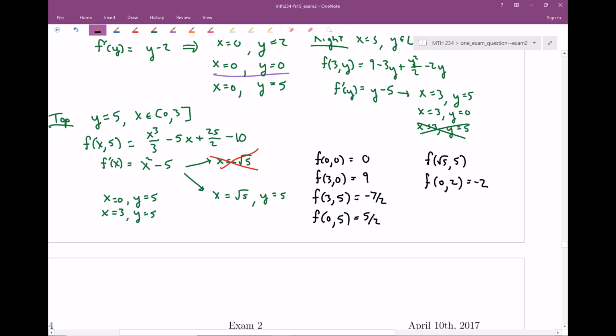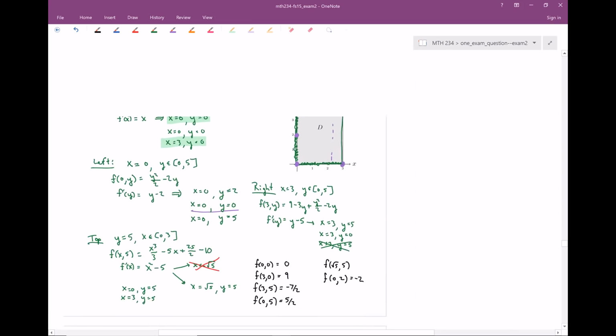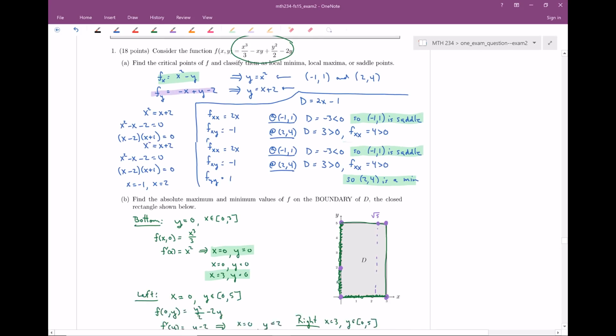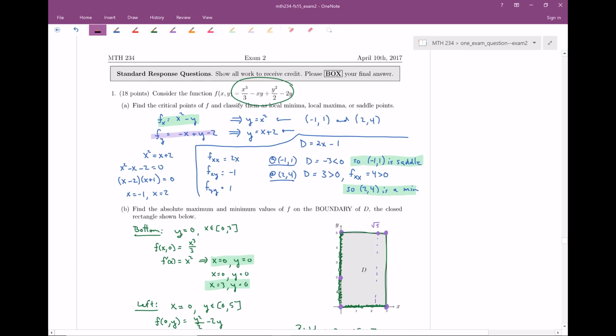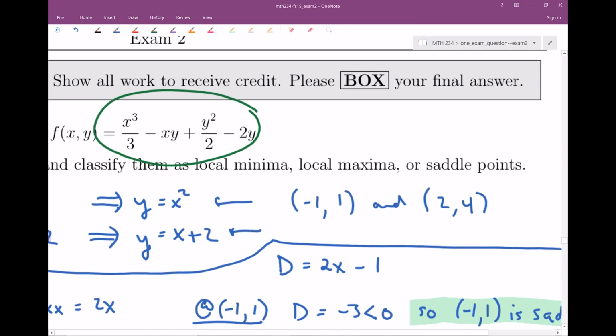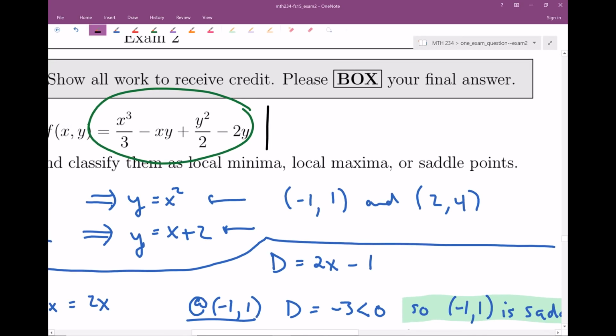And then (√5, 5). Let's be careful with this one. Let me go back up and look at our function again. It's x cubed over 3, so let me write it right up here. Everywhere I see an x, I'm plugging in a root 5. So this is going to be root 5 cubed over 3 minus root 5, and y was 5, so times 5, plus 25 halves minus 2 times 5, that's 10.